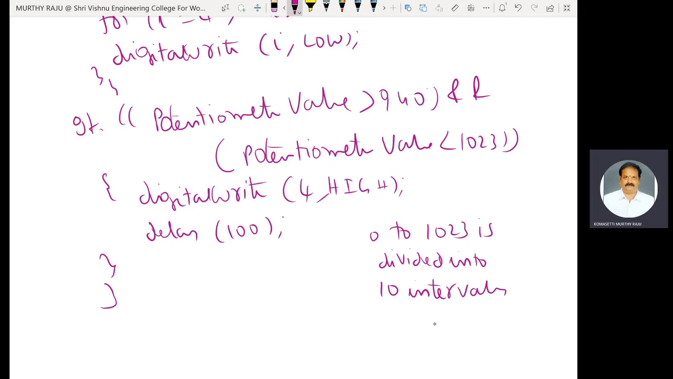For 10 LEDs, in one interval, one LED is on; in the second interval, 2 LEDs; in the third interval, 3 LEDs, and so on. In the last interval, all LEDs are glowing, or in the on condition. By changing the potentiometer knob value, these LEDs glow from left to right. Now we will see the demonstration of this experiment by using Tinkercad.